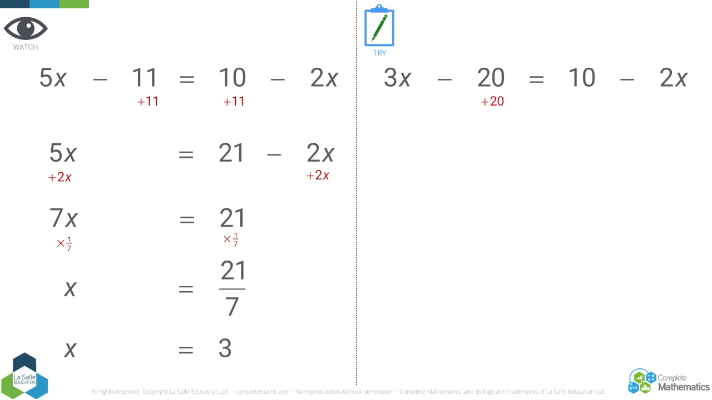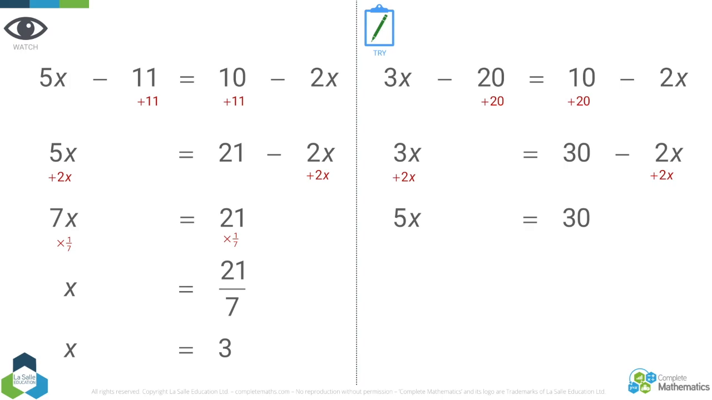So in this question we're going to add 20 to both sides, which leaves us 3x equals 30 minus 2x. I'm now going to analyse and evaluate what I have left, and I can see this negative 2x. I wish to add 2x to both sides, which means I now have 5x on the left hand side and only 30 left on the right hand side.